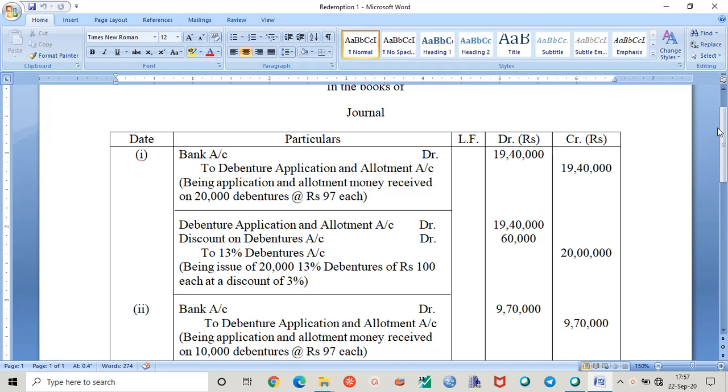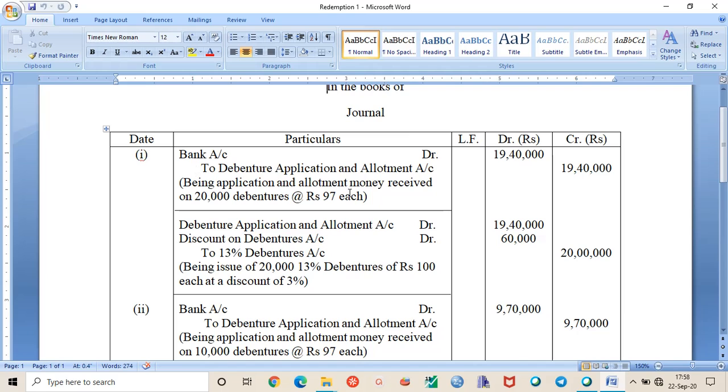Question number one, case one. A Limited issues 20,000 13% debentures of rupees 100 each at a discount of 3%, to be redeemed at par at the end of the sixth year. No information has been provided on how these debentures are to be redeemed, so in this case it will be assumed that these debentures are to be redeemed in lump sum.